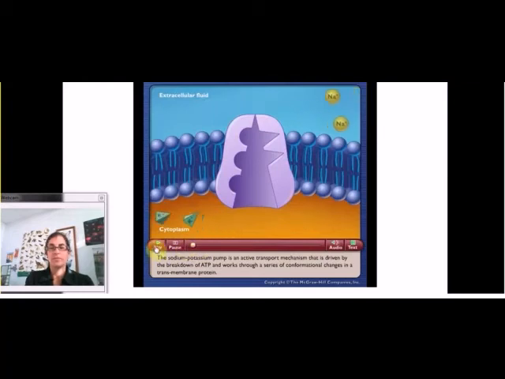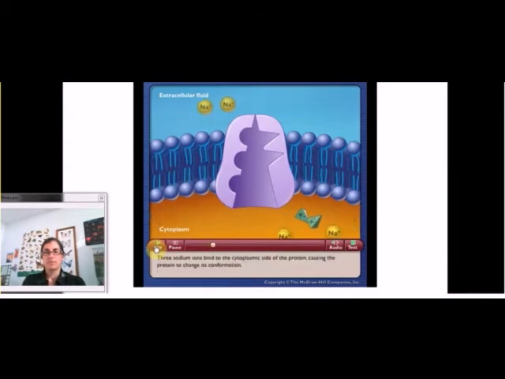The sodium-potassium pump is an active transport mechanism that is driven by the breakdown of ATP and works through a series of conformational changes in a transmembrane protein. 3 sodium ions bind to the cytoplasmic side of the protein, causing the protein to change its conformation. In its new conformation, the molecule becomes phosphorylated at the expense of a molecule of ATP.